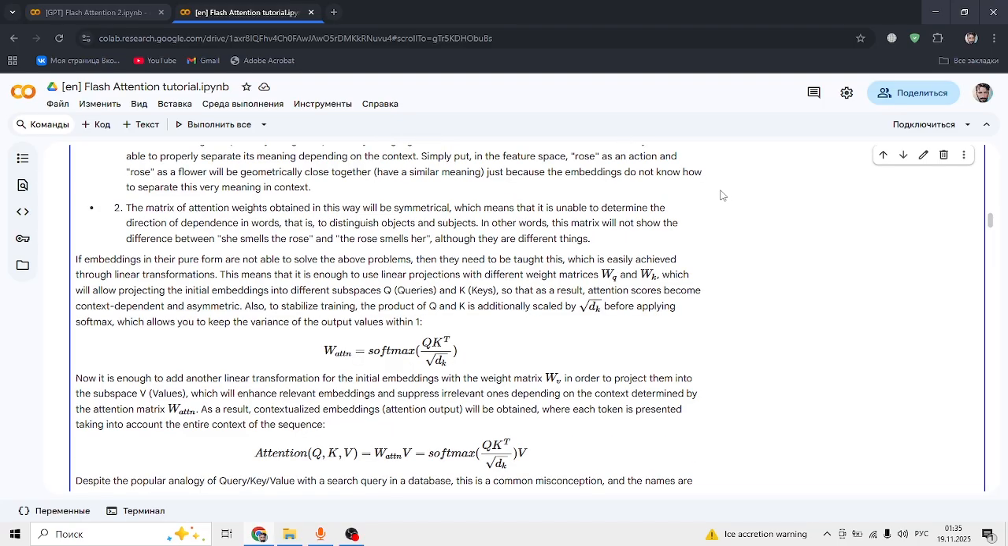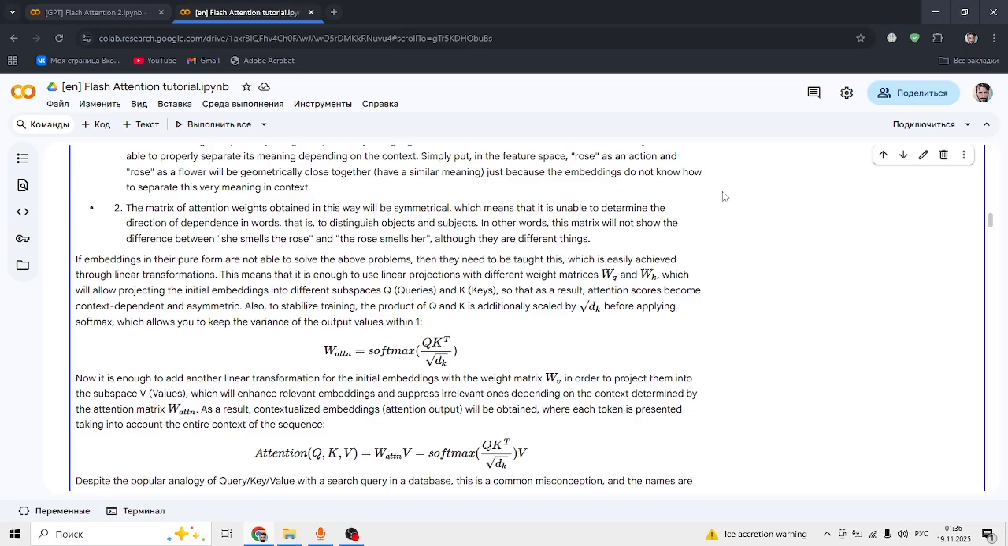Another thing is that the matrix of attention weights obtained in this way will be symmetrical, which means that it's unable to determine the direction between words. For example, "she smells the rose" and "the rose smells her" will be the same for the model if we use this approach, but these things are different. So that means that this matrix should be asymmetric.